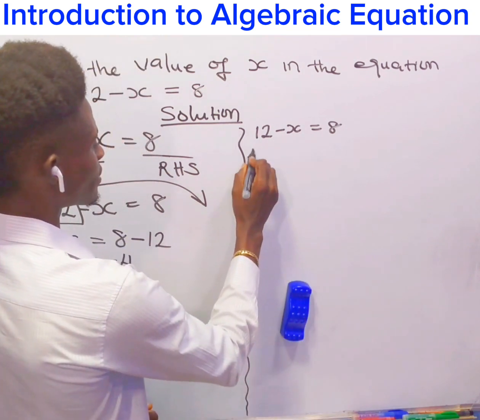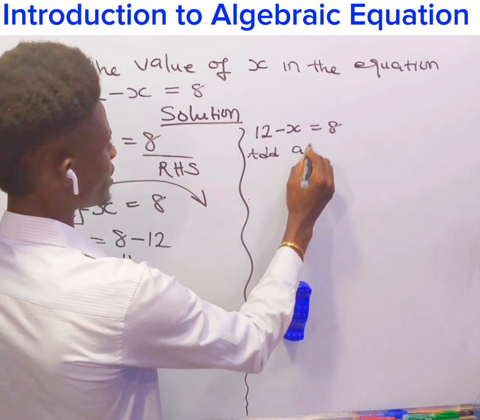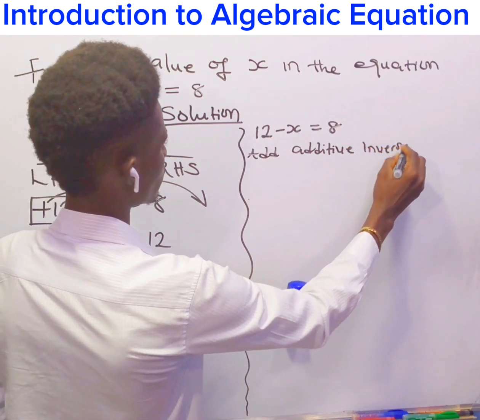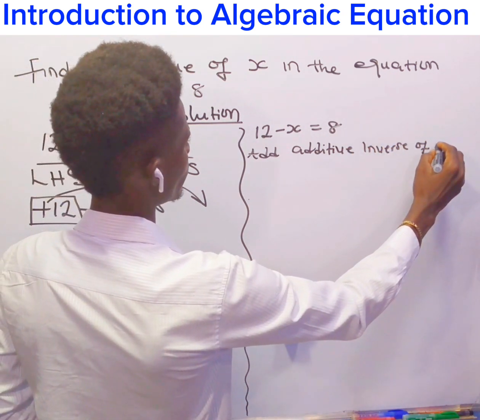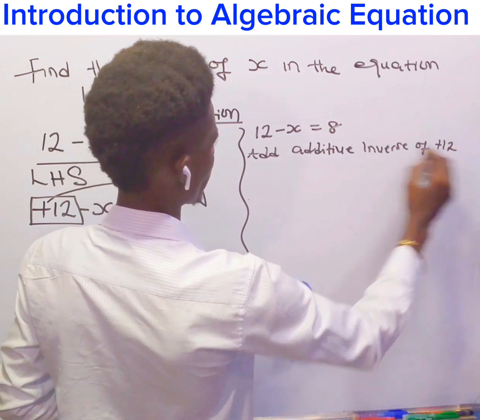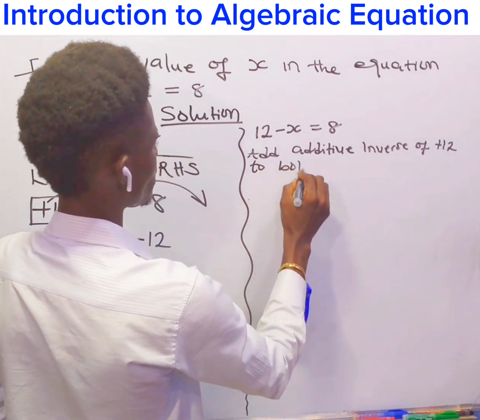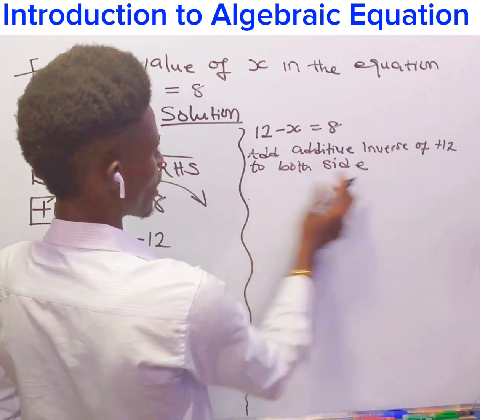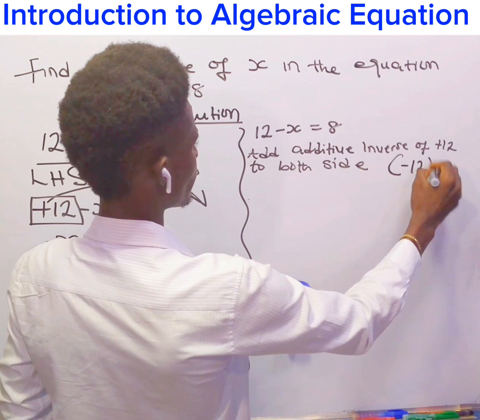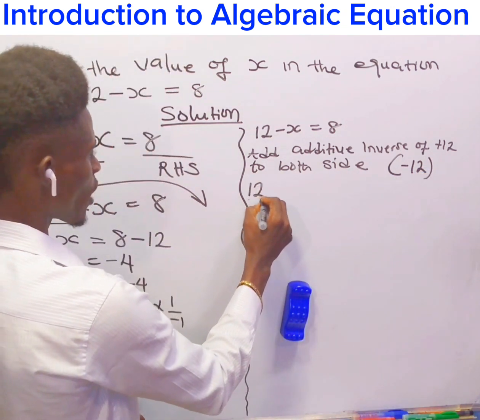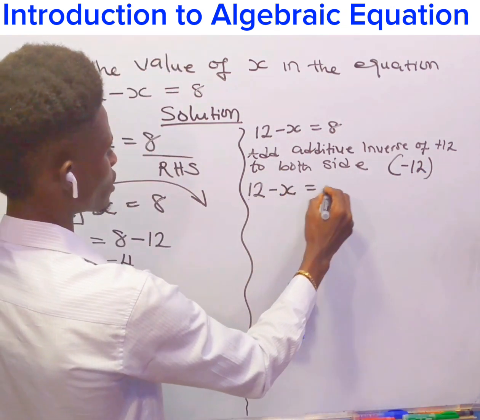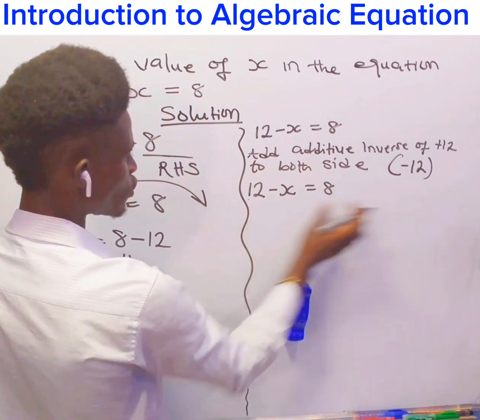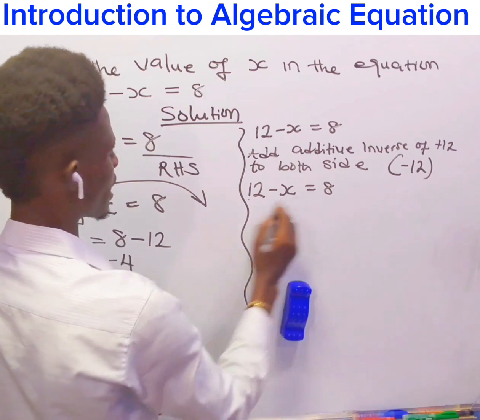So we add the additive inverse of positive 12 to both sides. And what is the additive inverse of positive 12? It is negative 12. So we say 12 minus x is equal to 8. This is the question. So add negative 12 to both sides, the left hand and the right hand.